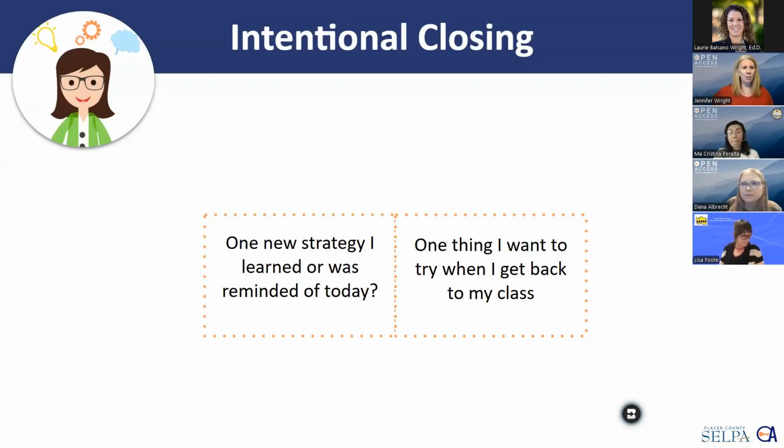And that's that next question. What's one of these strategies that you may want to try when you get back to your class, which may be tomorrow or Friday, or may not be till the new year? But just take a minute to think about that as we are wrapping up.